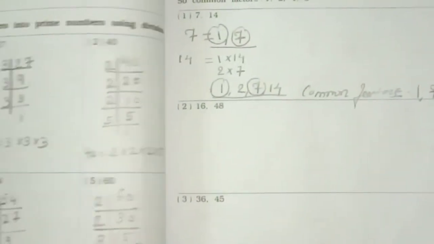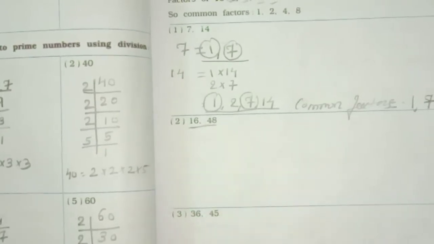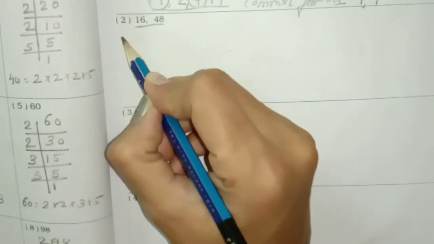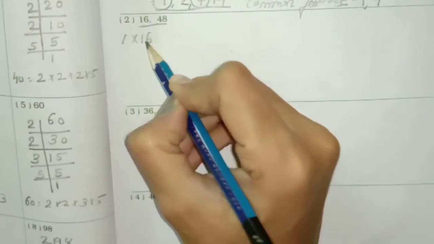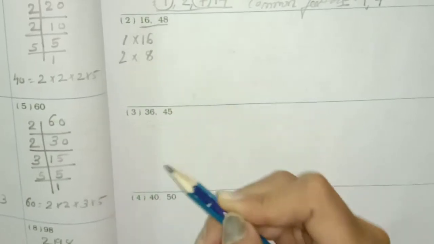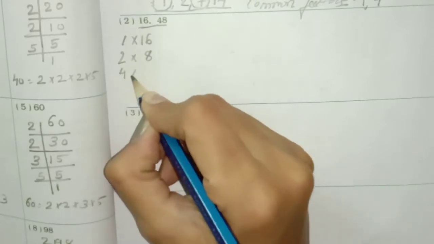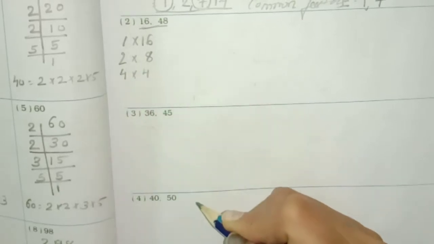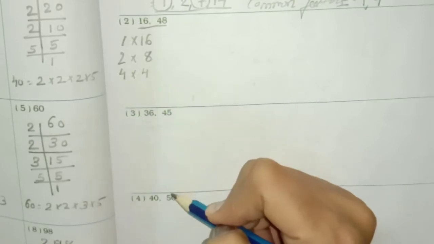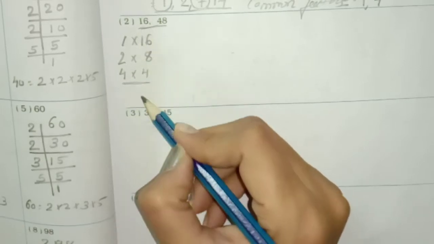See the next: 16 and 48. Two numbers are given. Let's write all the factors of 16 first. So 1 16s are 16. Then 2 8s are 16. 3 is not possible. Then 4 4s are 16. Number repeated. Then 5 is not possible. 6 also not possible. So these are the factors of 16.